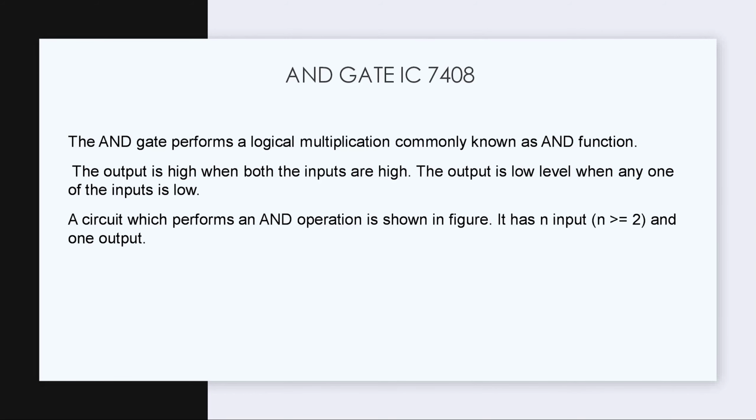First of all, we'll see what is AND gate. AND gate performs a logical multiplication commonly known as AND function. The output is high when both the inputs are high. The output is low level when any one of the inputs is low. A circuit which performs an AND operation is shown in the figure. It has n inputs and one output.